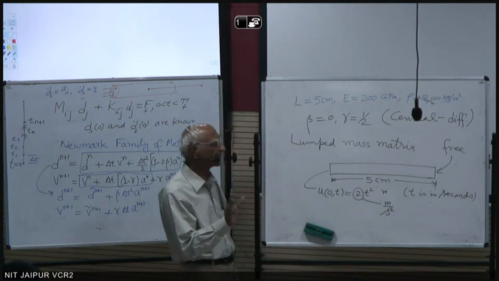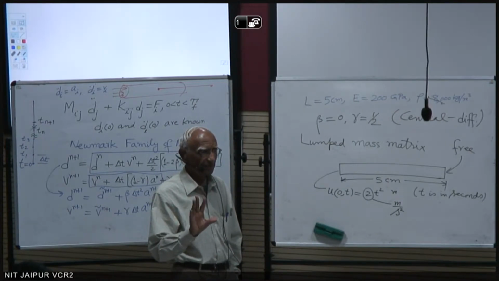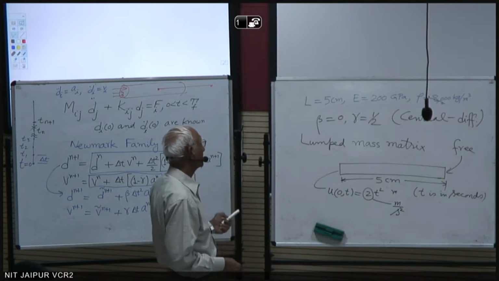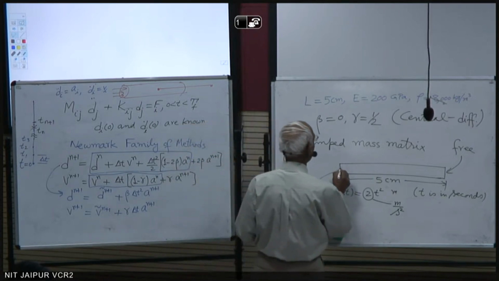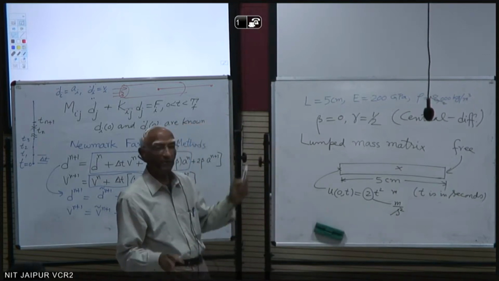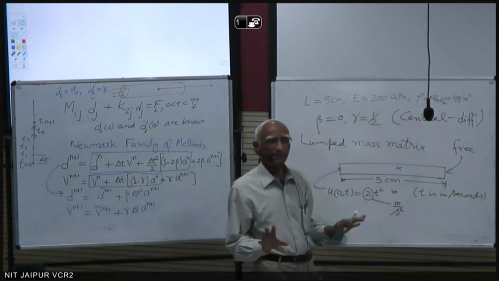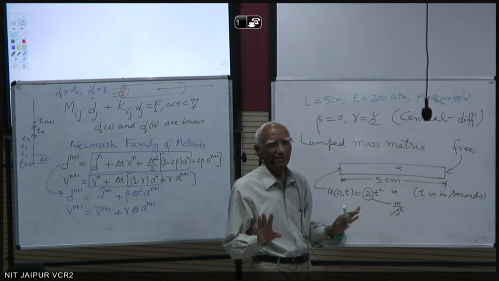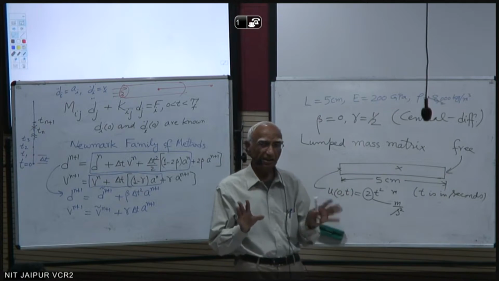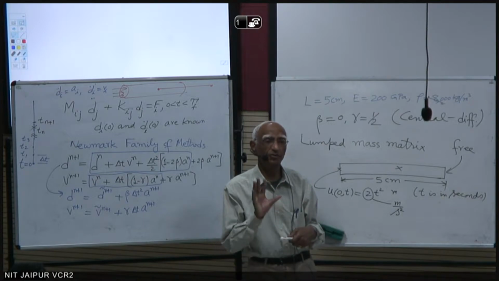Remember, with 5 elements, you should not expect a very good solution. It's just an exercise to see if the wave has even gone from this node to somewhere here. Mathematically, the wave speed should come out to be 5,000 meters per second, because E and rho are the same. But don't count on it, because you really need 1,000 elements, something like that, to get a good solution.